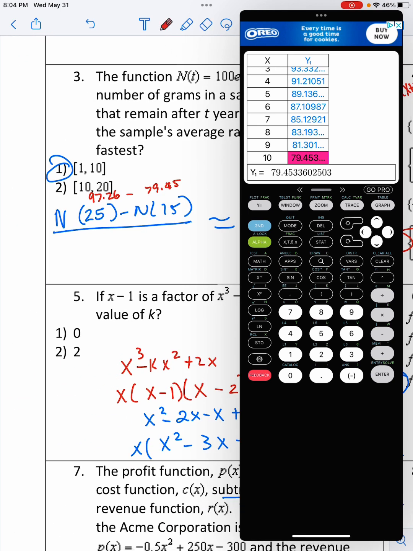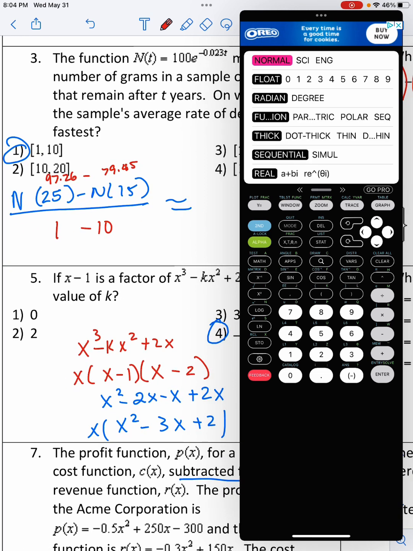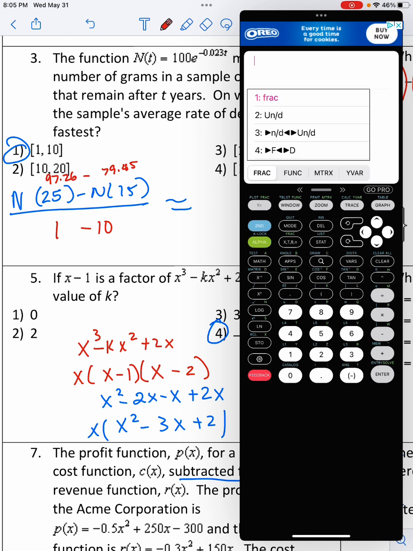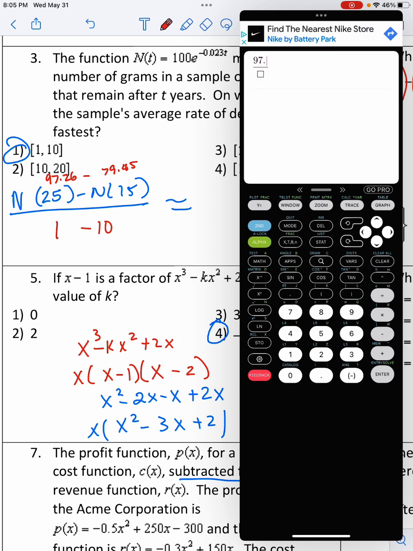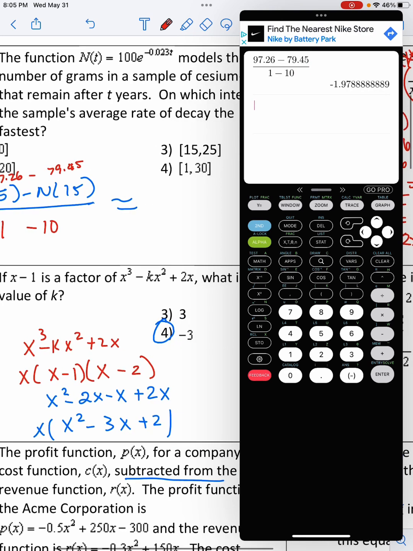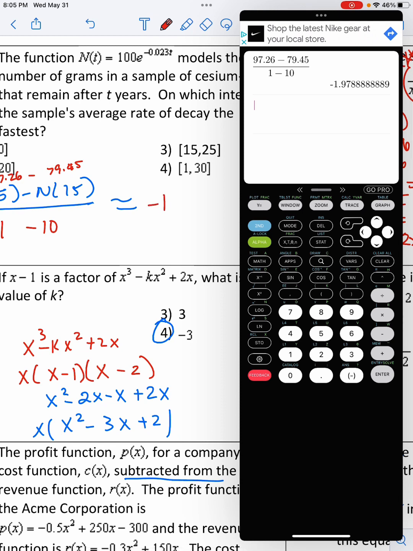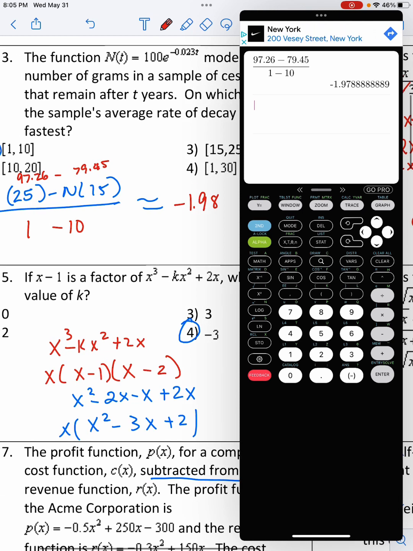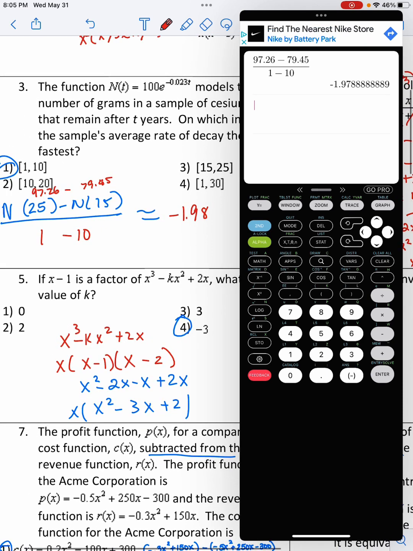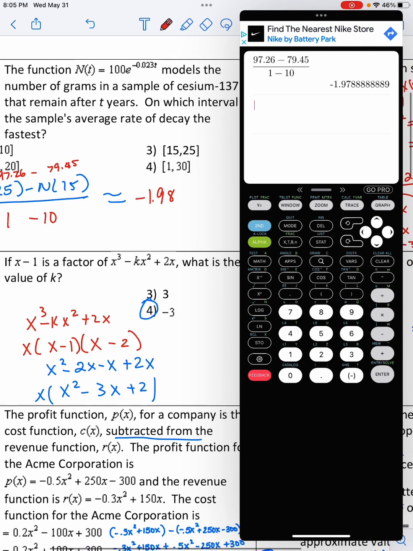1 minus 10, we can see that is 97.26 minus 79.45 over 1 minus 10. All right, that's going to be negative 1.98. And as we go through, that is going to be the average rate of decay, which was the fastest.